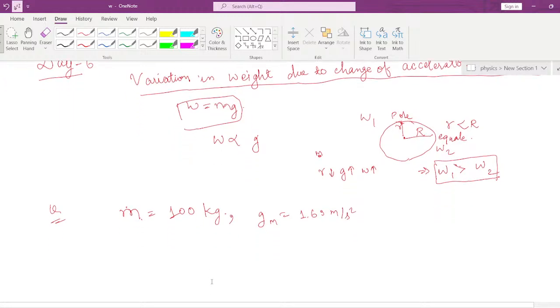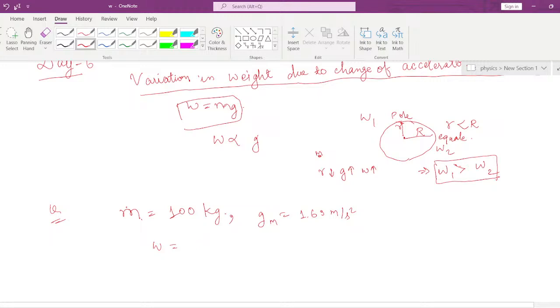What is weight? That's why I asked you. Weight is nothing but mass into gravity, or mass into acceleration due to gravity. Just putting in the formula, we will get the answer directly: the weight of the object that he can lift on the moon.